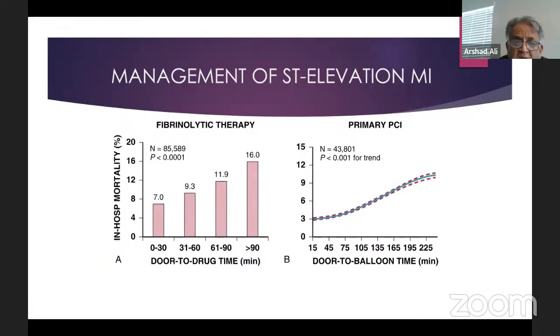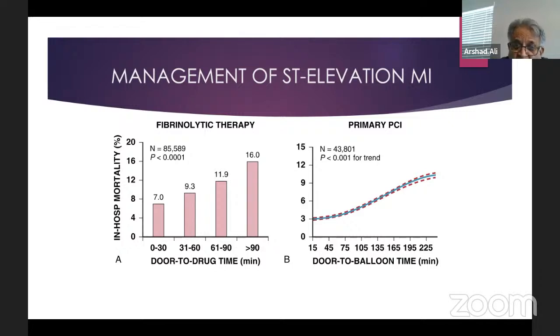So this is the concept about time and in-hospital mortality. On the X-axis, you can see the time from door to drug, that's the fibrinolytic therapy. And on the Y-axis, you see the in-hospital mortality, the difference with the time. And this is about 85,589 patients, so it's a large patient sample. The lowest mortality is at 0 to 30 minutes. As you add minutes, the mortality goes up.